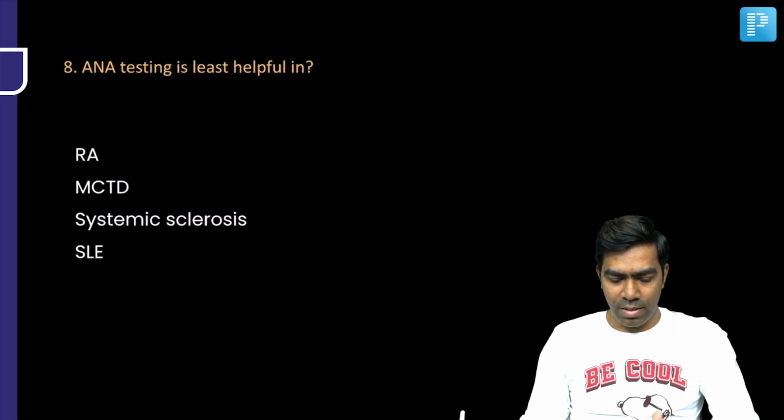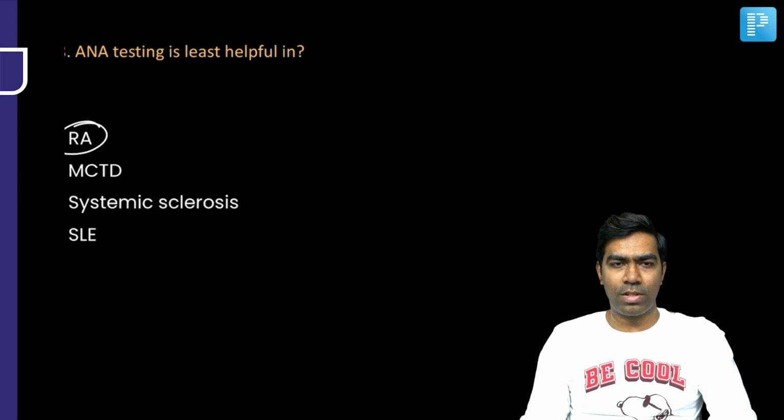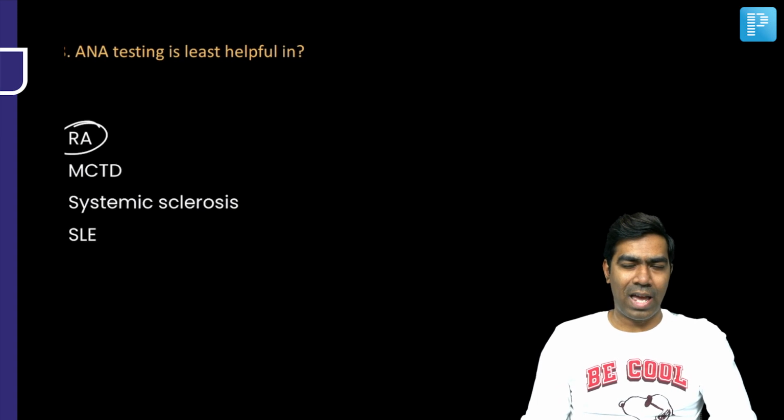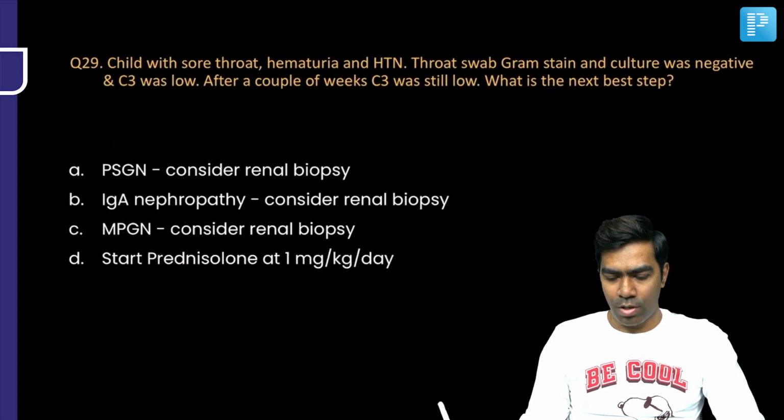ANA testing is least helpful. This is one of the easiest questions in the entire paper. It's simple and straightforward. The answer is rheumatoid arthritis, because here you're going to see either a positive rheumatoid factor and/or probably an elevated ACPA, that is anti-citrullinated peptide antibodies. The most common example for that will be anti-CCP, but ANA is rarely positive, if at all. All the other three conditions are very well-known causes of positive antinuclear antibodies.